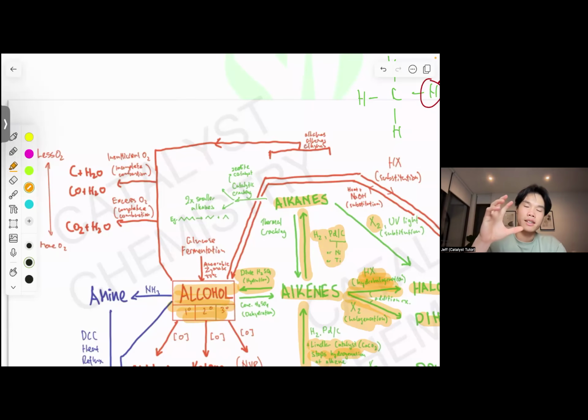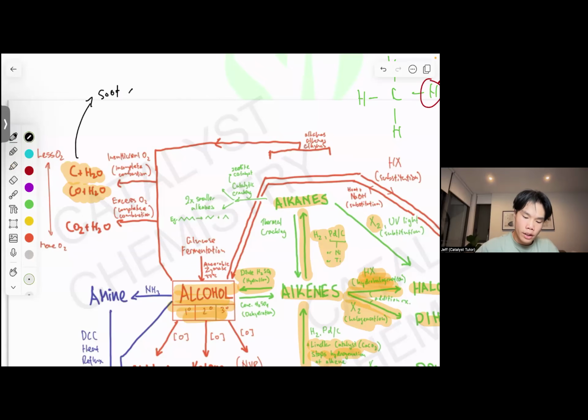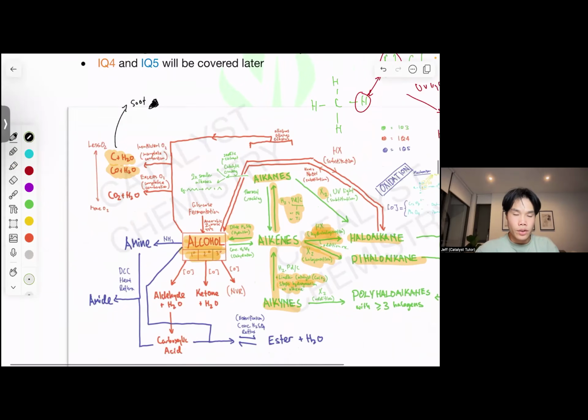So you need to know that if you don't have enough oxygen, your combustion can make carbon monoxide and water. Or if you have very limited oxygen, you can also make carbon solid and H2O. And this carbon solid is what we call soot. It's a black powder, which you would see on the inside of a chimney or in the mines. That is soot. Okay.